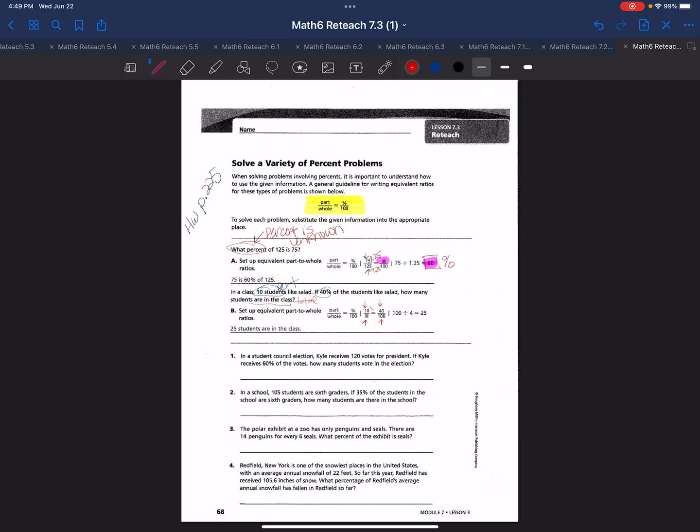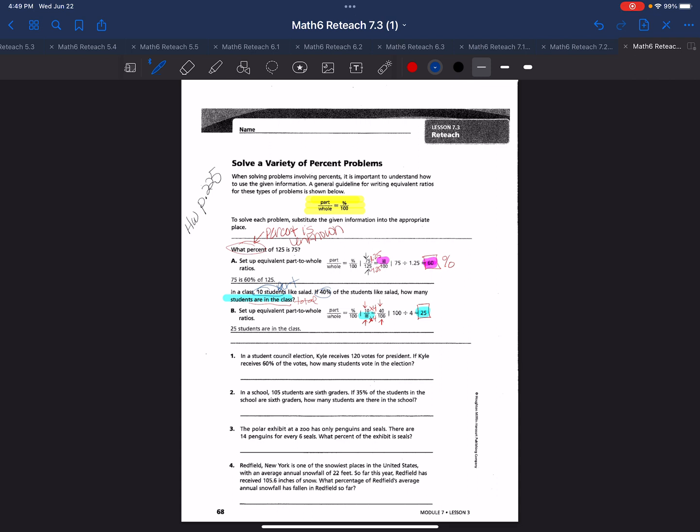10 times 4 is 40. Something times 4 is 100. Because multiplication and division are inverse properties, 100 divided by 4 is 25. So I know that the 25 becomes the total of how many kids are in the class. There are a total of 25 students.